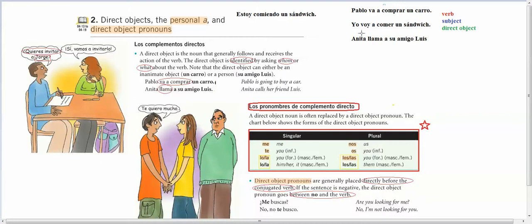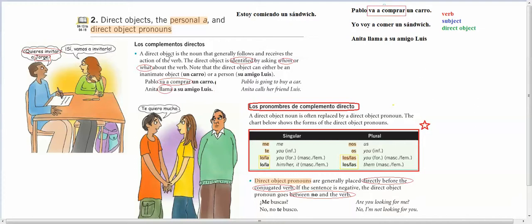And instead of yo voy a comer un sándwich, I'm going to eat a sandwich, I'm going to eat it. Anita llama a su amigo Luis. Anita calls him. So I want to be able to put him, her, and it into my sentences, replacing my direct objects. So again, I did this with the personal a, but I'll review it. Here are my verbs. The verb is va a comprar.